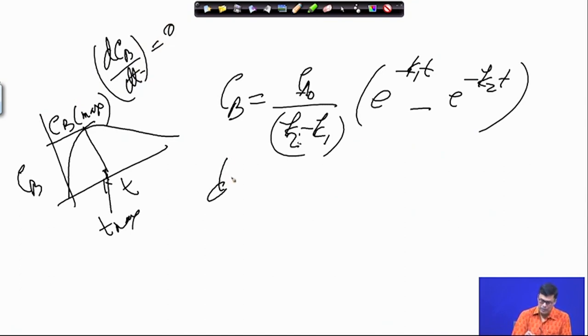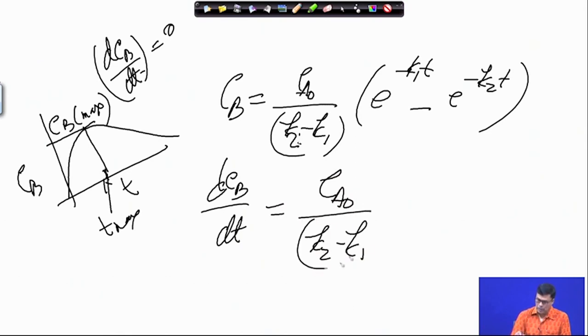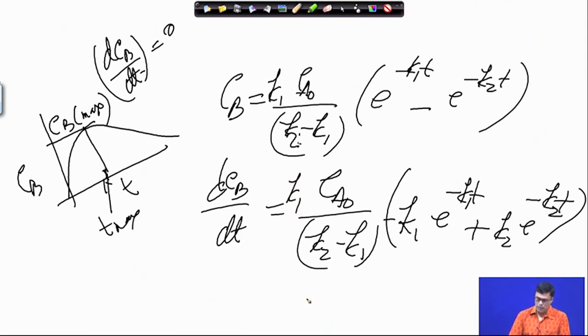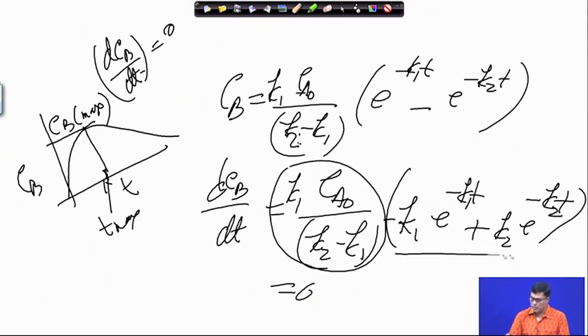So now if you differentiate CB with respect to t, what will you get? CA0 k1 divided by (k2 minus k1), times (minus k1 e to the power k1 t plus k2 e to the power k2 t). This will be equal to 0. The prefactor cannot be equal to 0, so I can assume the bracket is equal to 0.